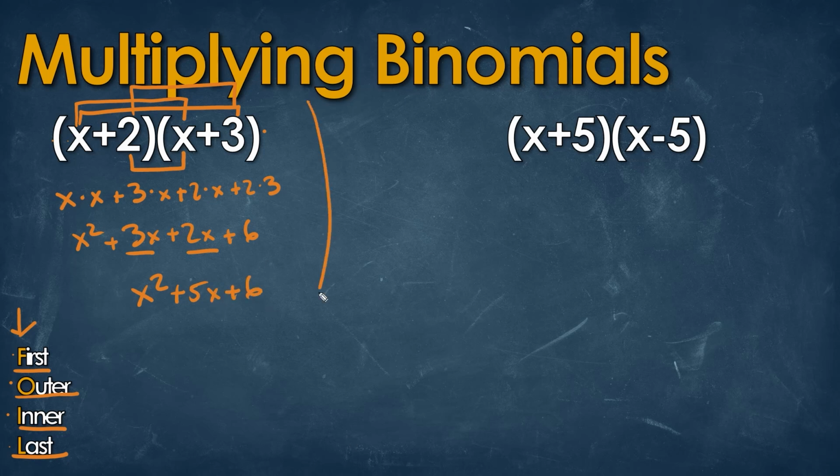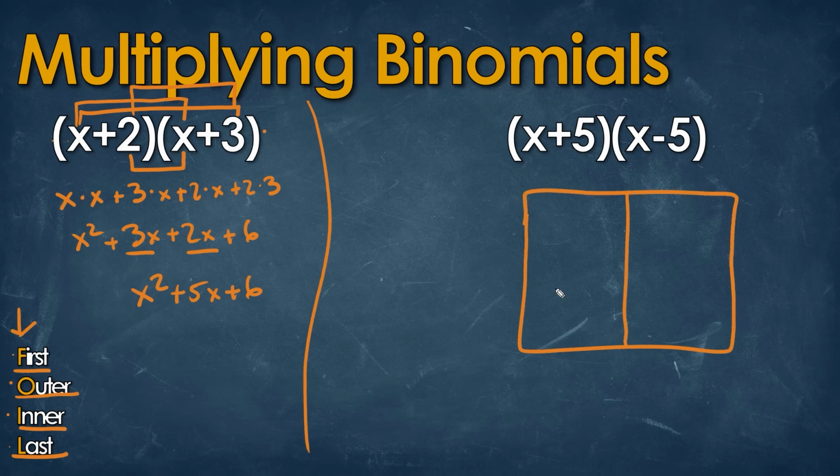Now moving on to the next example here, we can actually do something other than the FOIL method. We can create a box. We'll actually create 4 boxes inside of it. And we'll put each one of these binomials here. This one we'll put at the top, and then this binomial we'll put on the side. And then we can multiply these items out. So we can go x times x will give us x squared. 5 times x will give us 5x.